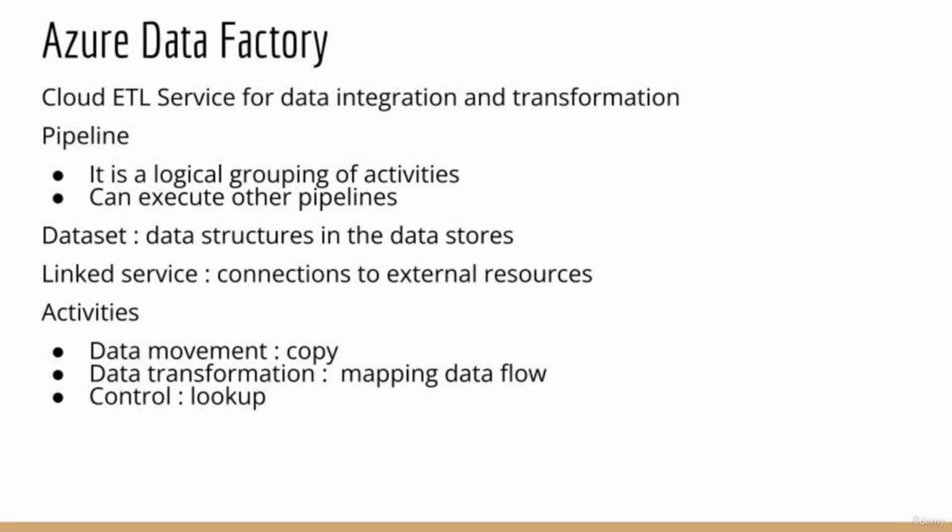A pipeline is a logical group of activities that perform a unit of work, and together the activities in a pipeline perform a task. For example, a pipeline can contain a group of activities that ingest data from an Azure blob, then run a Hive query on an HDInsight cluster to partition the data. An Azure Data Factory pipeline can execute other pipelines. The benefit of this is that the pipeline allows you to manage the activities as a set instead of managing each one individually. The activities in a pipeline can be chained together to operate sequentially, or they can operate independently in parallel.